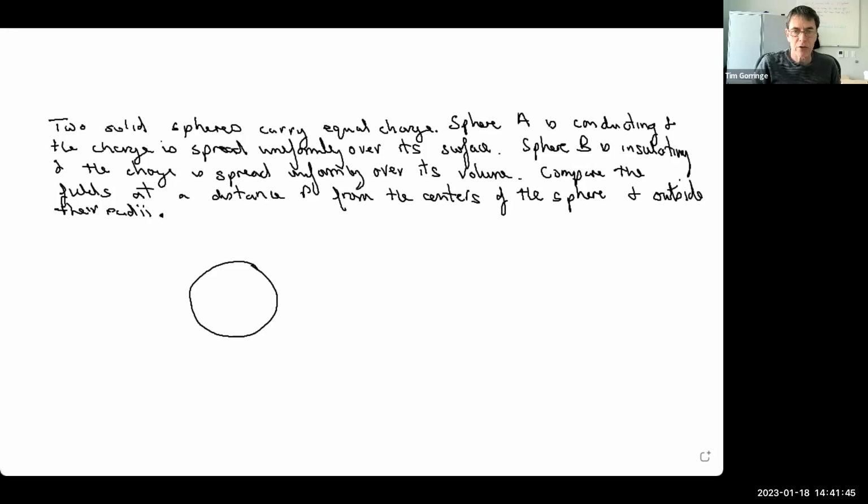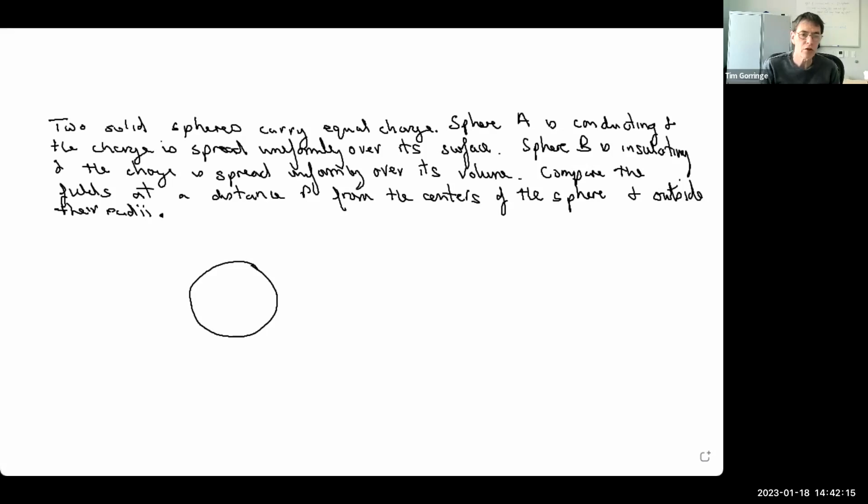And we're asked to compare the electrical field at some location outside the radius of the two spheres, whether the conducting sphere's field is larger with the charge on the surface, or whether the insulating sphere's field is larger with the charge spread throughout, or they're the same size fields. And so that's our task, and we're going to do this through Gauss's law.